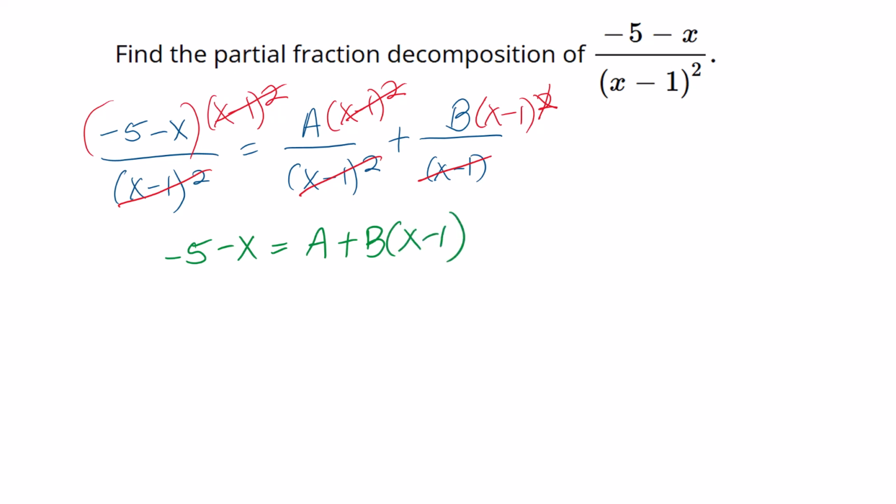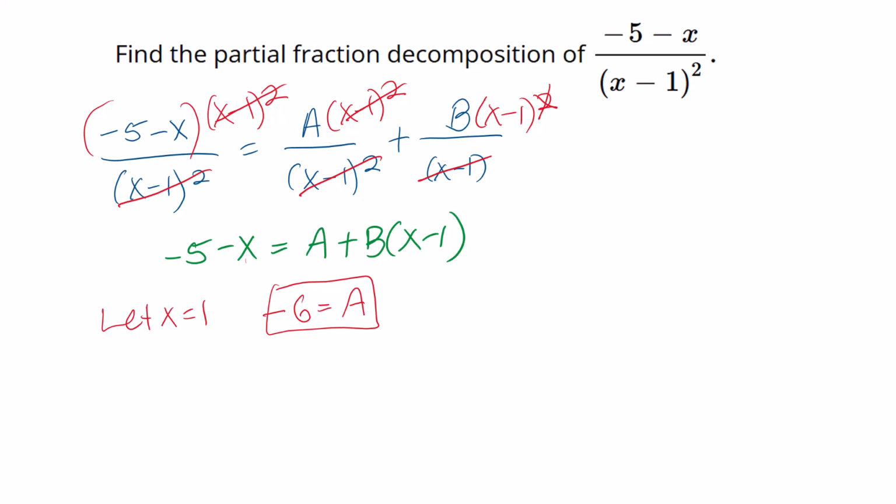So first of all, we are going to let x equal 1. That will zero out the b. And when we put in 1, we'll have negative 6 equal a. So we found our a, and it's negative 6.